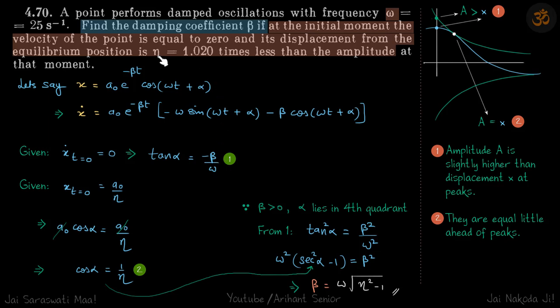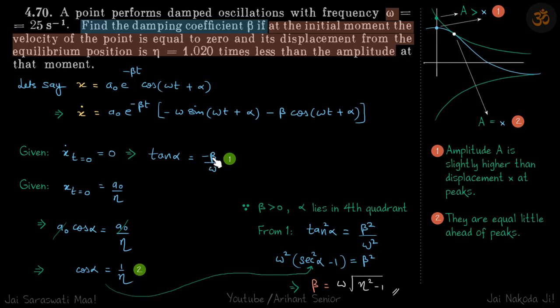Now second, it is given that displacement is eta times less than amplitude. So at t is equal to 0, amplitude is a naught. So a naught by eta is displacement at t is equal to 0. At t is equal to 0, displacement is a naught cos alpha. So a naught cos alpha is a naught by eta. So this gives cos alpha is 1 by eta.